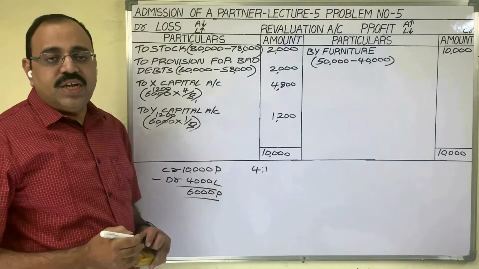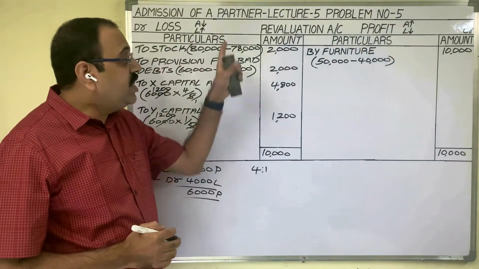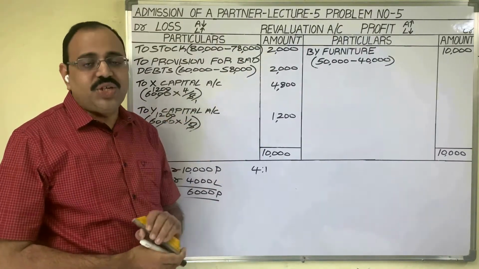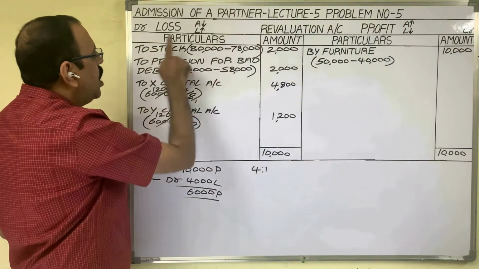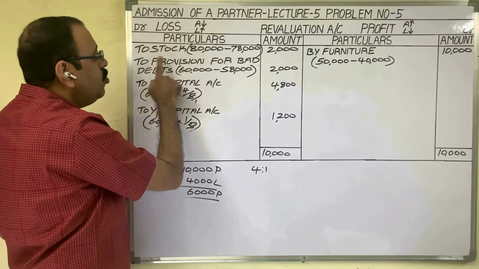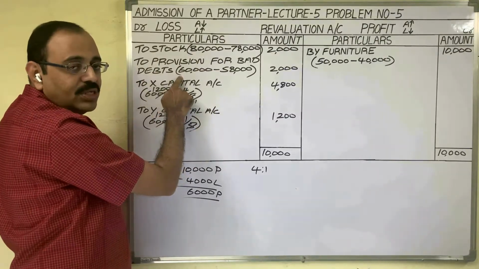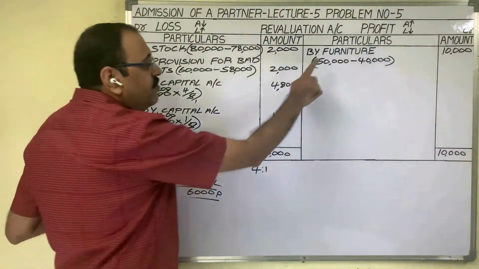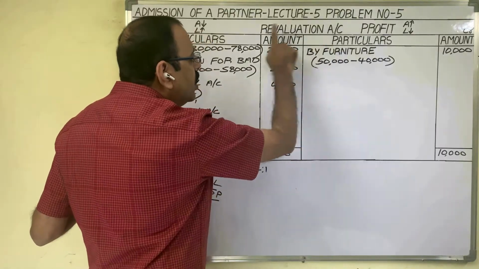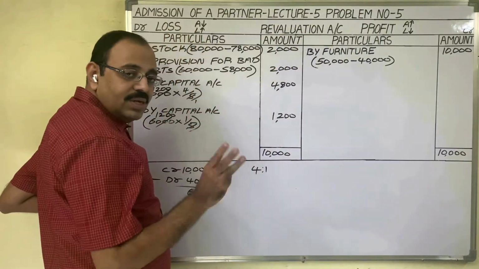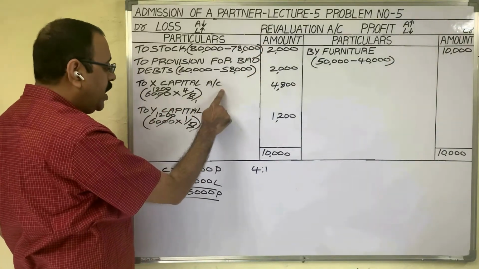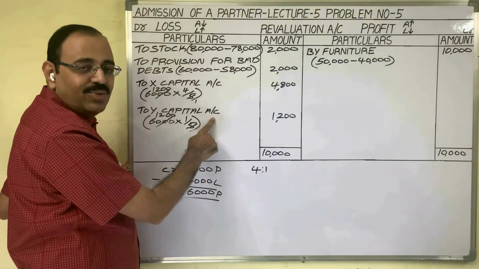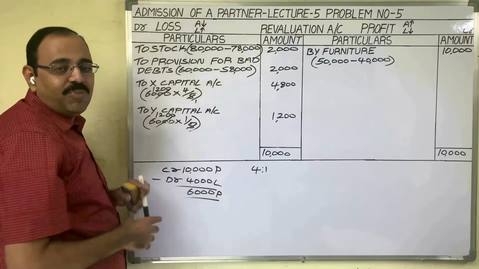Suppose we are writing journal entries. Then related with revaluation account, 3 entries you have to pass. First entry, revaluation account debit to stock account, to provision for bad debts account. Second entry, furniture account debit to revaluation account. Third entry, revaluation account debit to X capital account, to Y capital account. So revaluation account is completed.